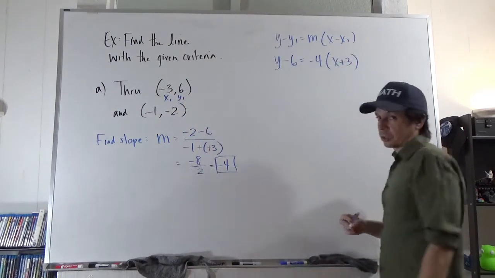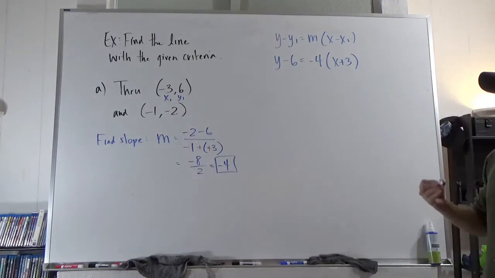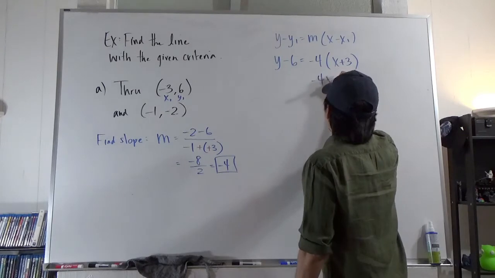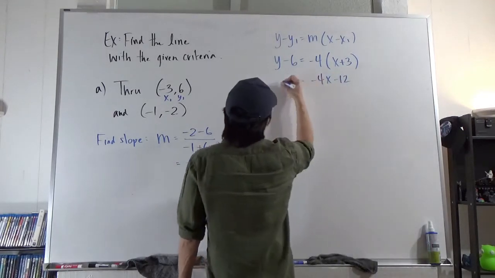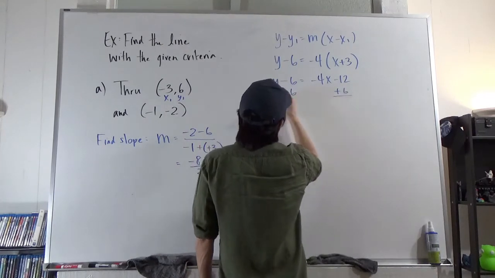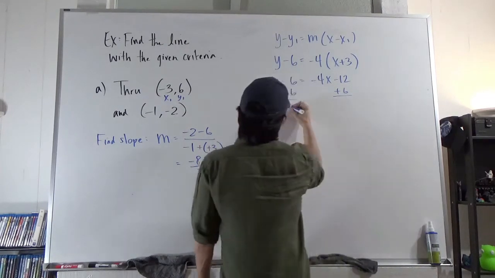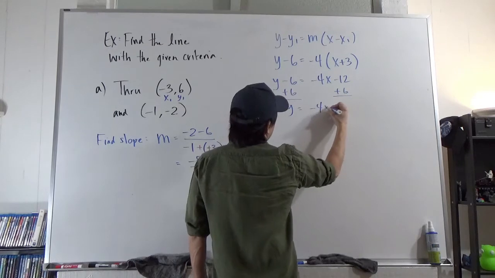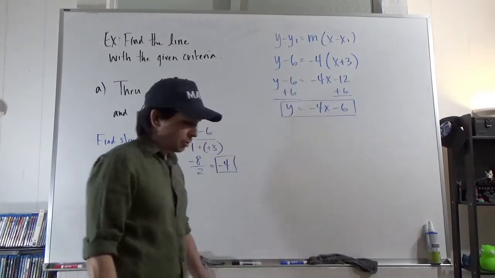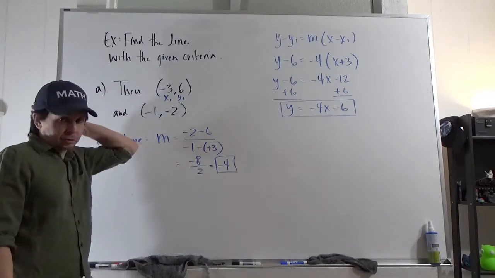I mentioned I'm going to start going straight to plus when it's minus a -3. I'm just going to go right to +3. Okay, I'll distribute -4. I'll add 6 to both sides. And I'll get y is equal to -4x minus 6. That's it. That's the equation of a line that passes through these 2 points.